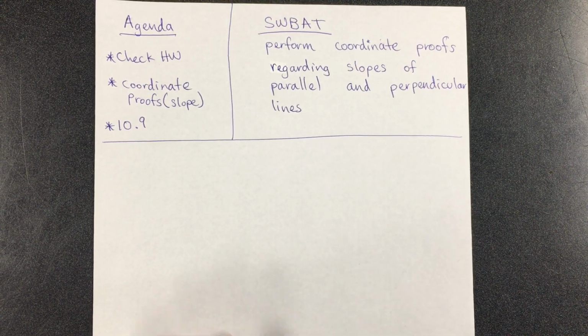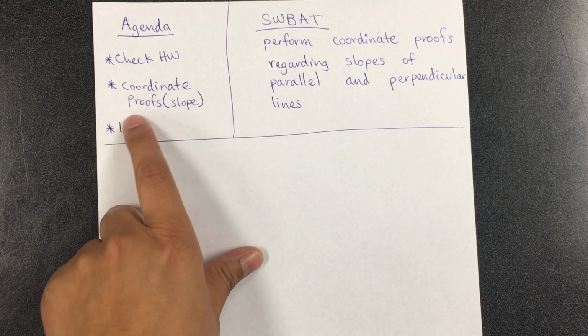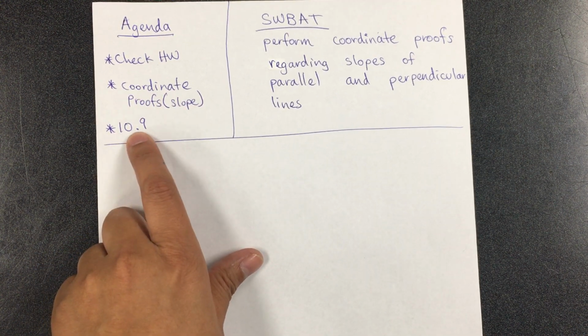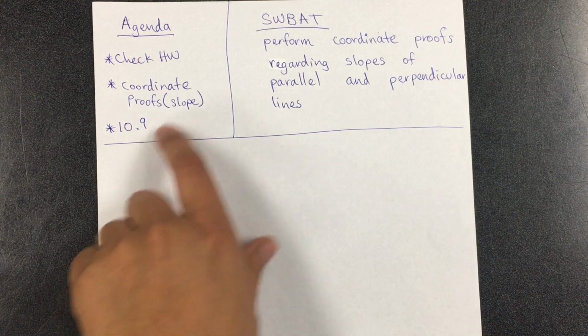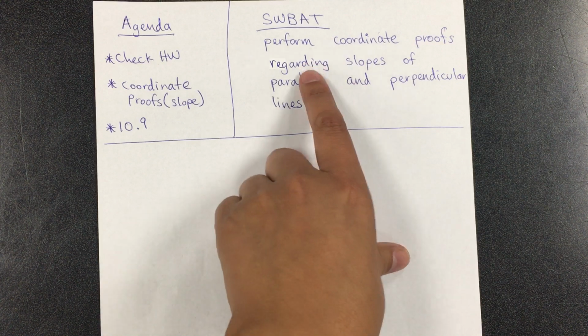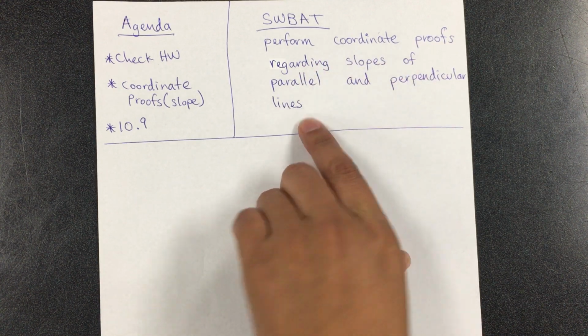Hello students, today's agenda is to check homework. We'll be doing some more coordinate proofs, but now we're going to work with the slope, and today you will be able to work on 10.9. Today students will be able to perform coordinate proofs regarding slopes of parallel and perpendicular lines.